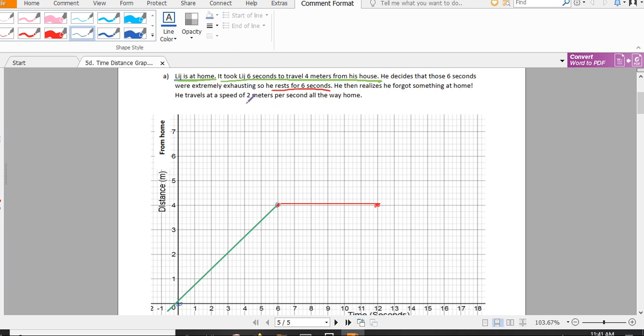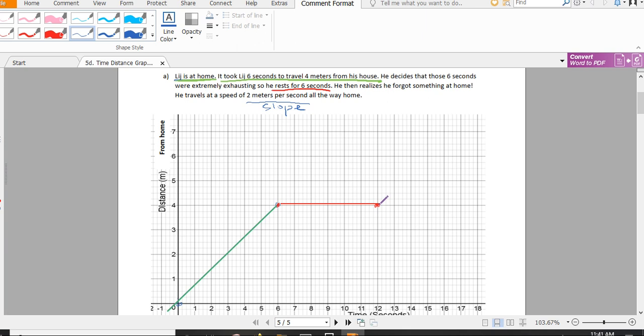So, he travels at a speed of 2 meters per second. Okay? That is what we call a rate of change. So, in 1 second, he travels 2 meters. There's also an S word that we learned, and that is the slope. So in this case, we're traveling at 2 meters per second all the way home.